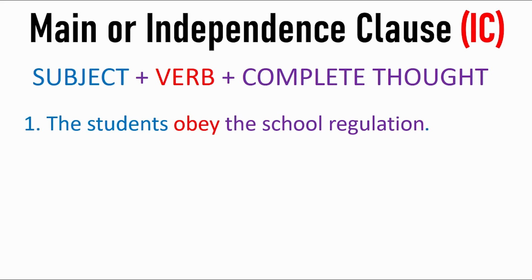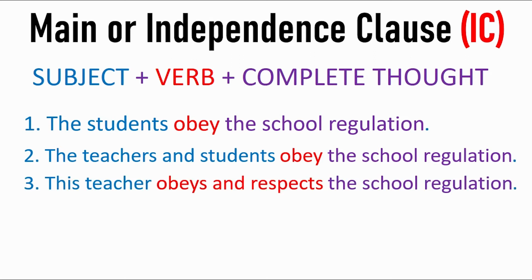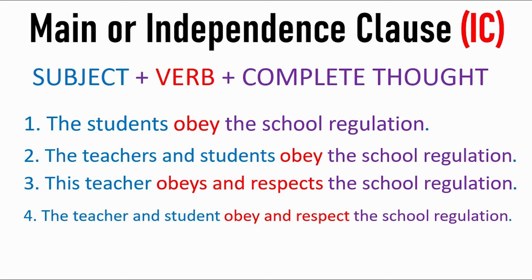So look at sentence number 1. The students obey the school regulation. Sentence number 2. The teachers and students obey the school regulation. Sentence number 3. The teacher obeys and respects the school regulation. Number 4. The teacher and student obey and respect the school regulation. So what can you see in each sentence? What is the difference?